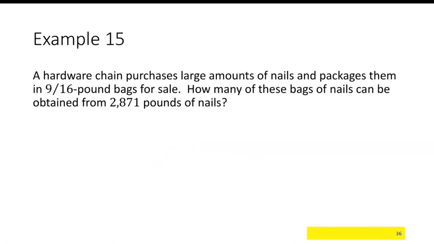A hardware chain purchases large amounts of nails and packages them in 9/16 pound bags for sale. How many of these bags of nails can be obtained from 2,871 pounds of nails? So we have 2,871, and basically we're dividing them into 9/16 bags. So that becomes 2,871 over 1 times 16 over 9. And I think 9 goes into 2,871. I'll just do it right here.